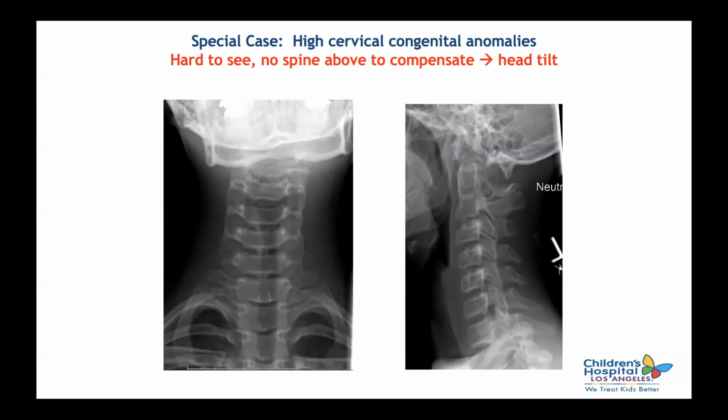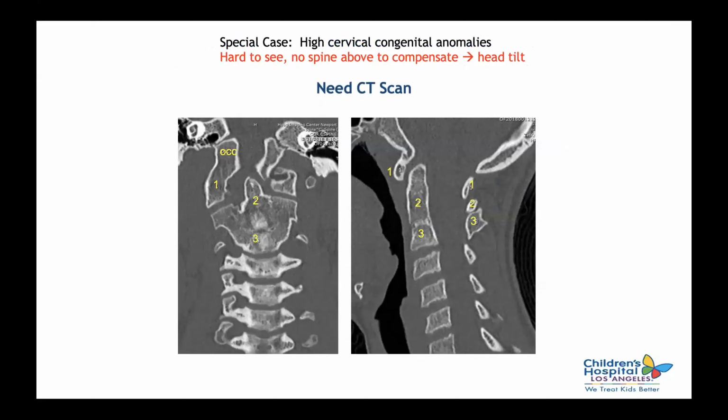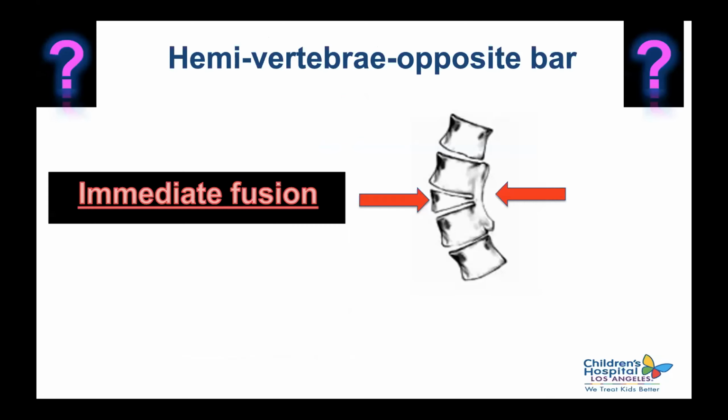Now, another special case is when you have high cervical congenital anomalies. They're very hard to see on x-rays sometimes, and because there's no spine above to compensate, this could lead to significant head tilt, oftentimes best seen on a CT scan, and could involve the occiput itself. So this is a classic test question. If there is a hemivertebra opposite a unilateral bar, the correct answer is immediate fusion.